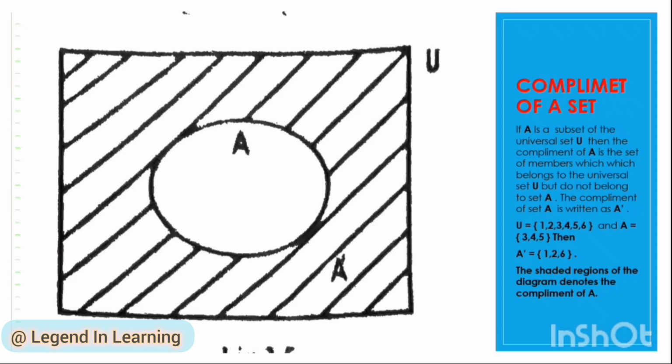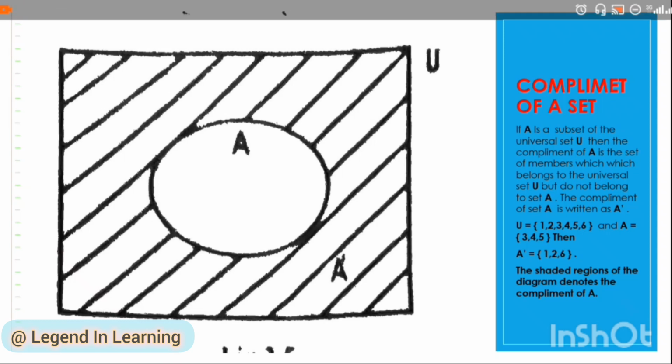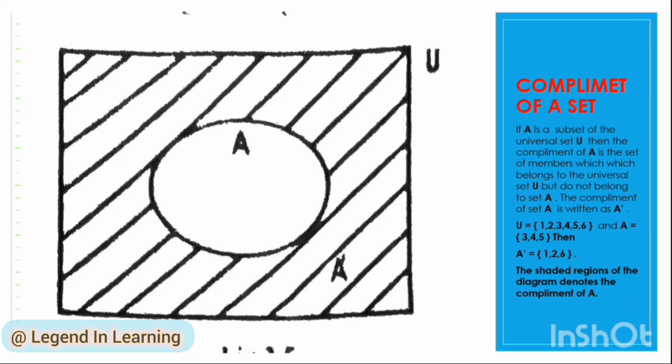We have a universal set of 1, 2, 3, 4, 5, 6, and then set A is 3, 4, 5. We can see that set A is in U, but there are some members in the universal set that are not found in A. So those members are called the complement of the set. Let's look at a diagram here.